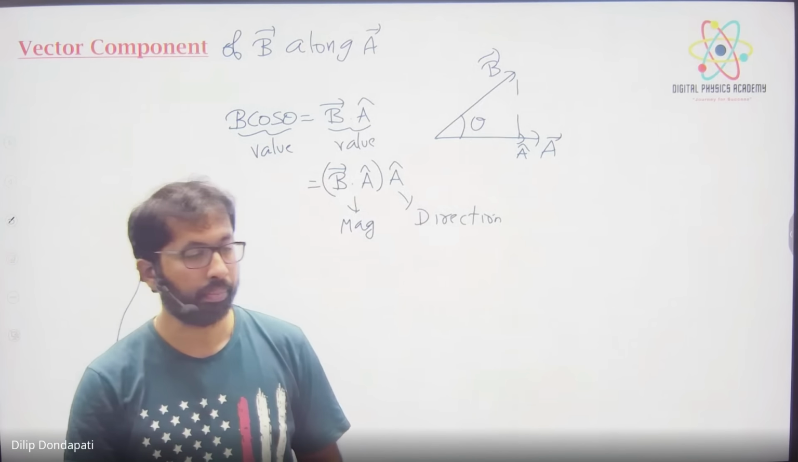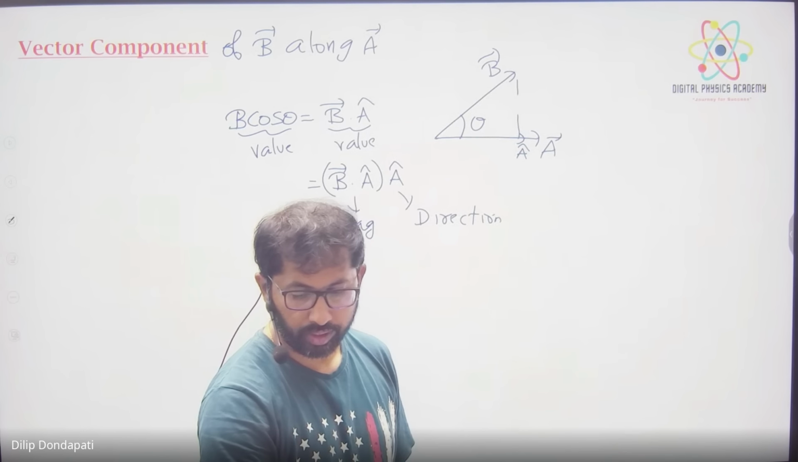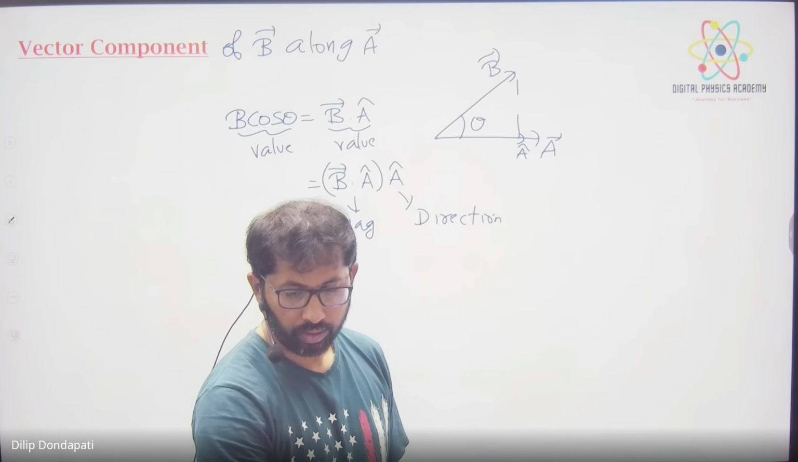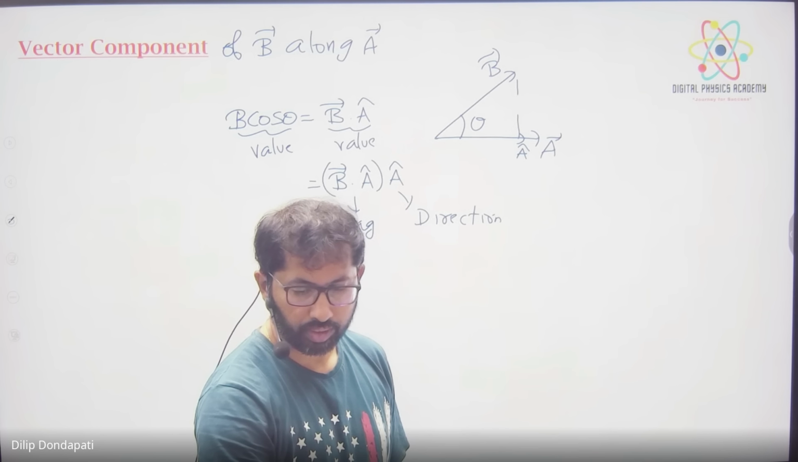So by this, your complete dot product is successfully done. Okay, very simple. Vector product also will be done in maximum one class.